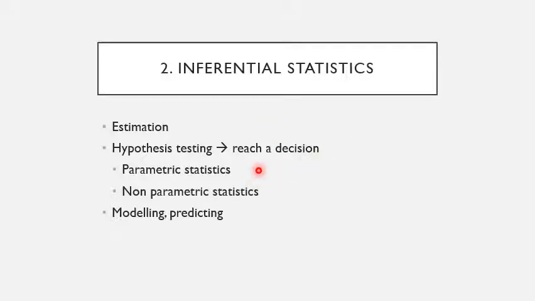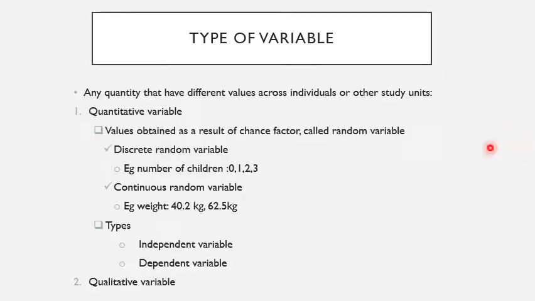It's either we use parametric statistics, which is for normally distributed data, a nice bell-shaped data, or non-parametric statistics, which we use when the data is not normal, is skewed. Apart from that, we also can do modeling and predicting. So this is all under inferential statistics.